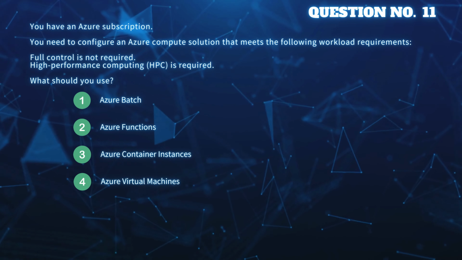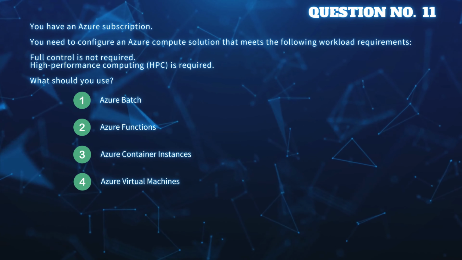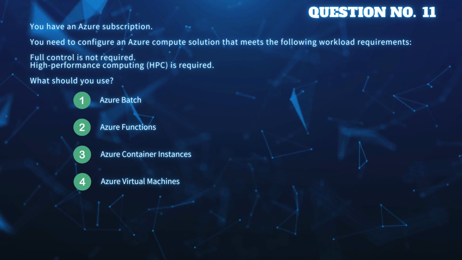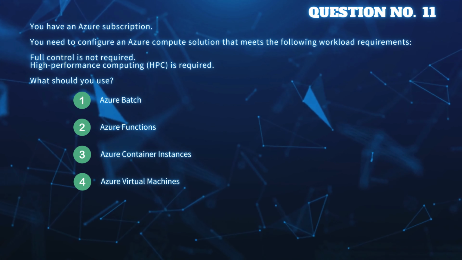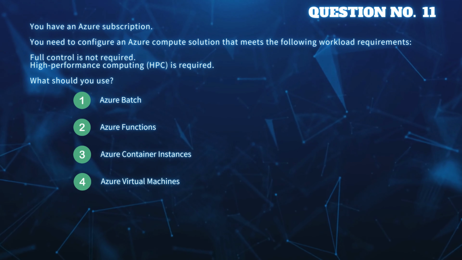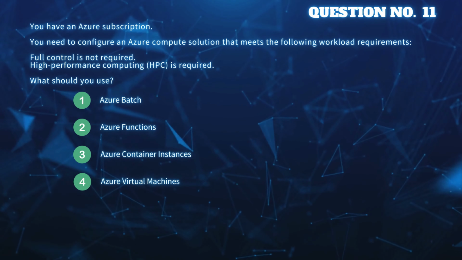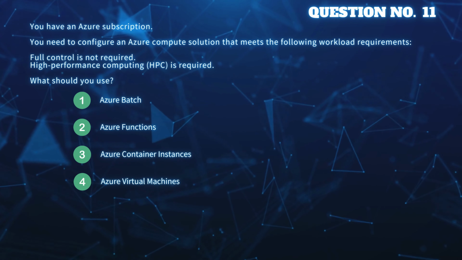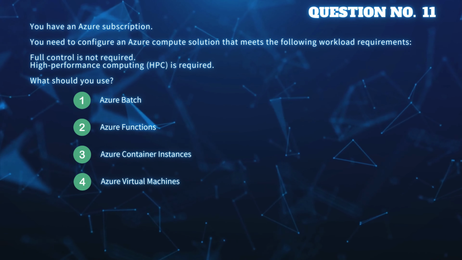You have an Azure subscription. You need to configure an Azure Compute solution that meets the following workload requirements. Full control is not required. High Performance Computing, HPC, is required. What should you use? Option 1, Azure Batch.